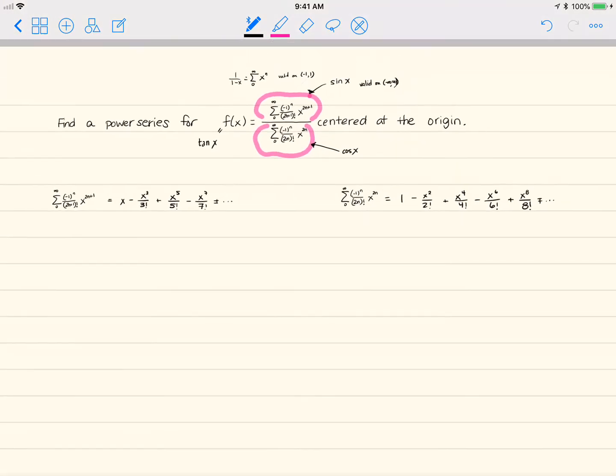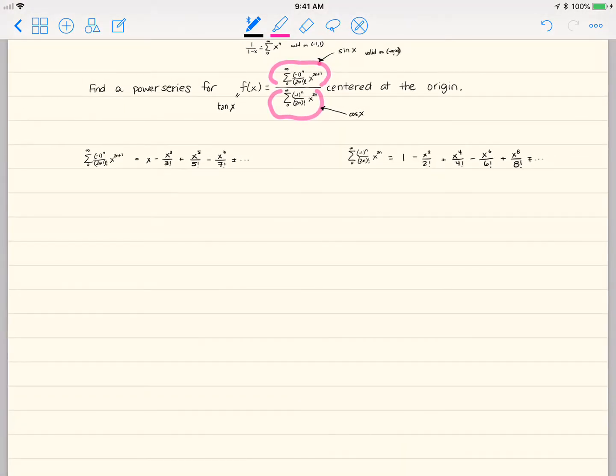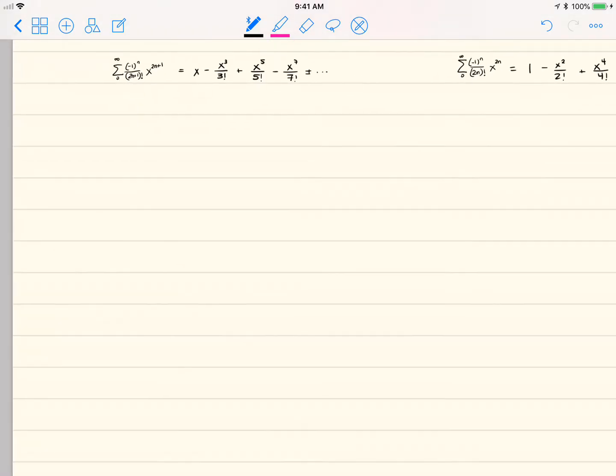So now, let's see here. How are we going to divide these? We're going to divide them just like how we would divide polynomials. Okay, so perhaps we need to do a kind of reminder. Just as a reminder, if we wanted to divide x squared plus 4 by x minus 2, what would we do?